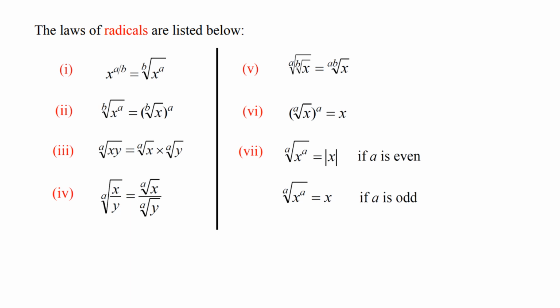Then for radicals, we need to follow the rules. So this is x power a over b, which we can keep as the b-th root of x power a.